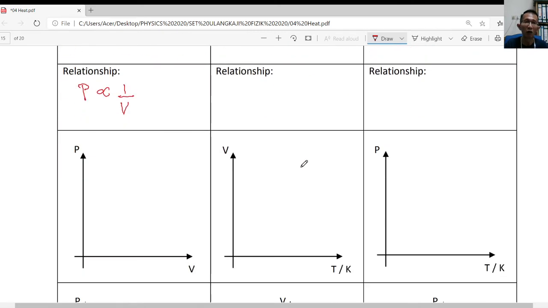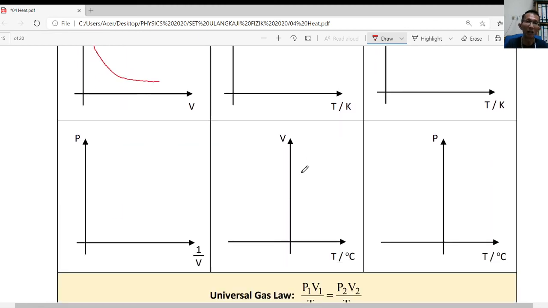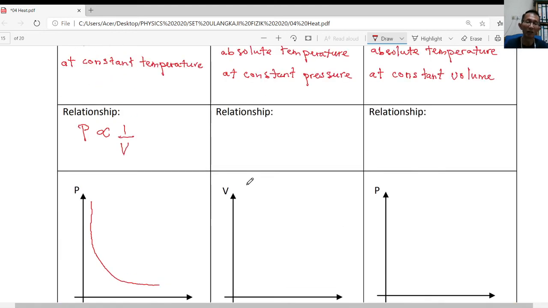If I am to sketch a graph of P against V, this graph will look something like this. It goes down, decreasing. If I plot P against 1 over V, this is going to be a straight line from the origin. Because for this statement here, we can read it two ways. One is pressure is inversely proportional to volume.